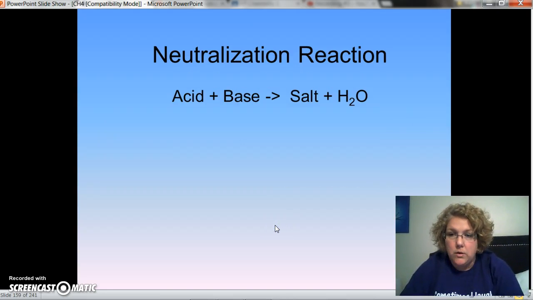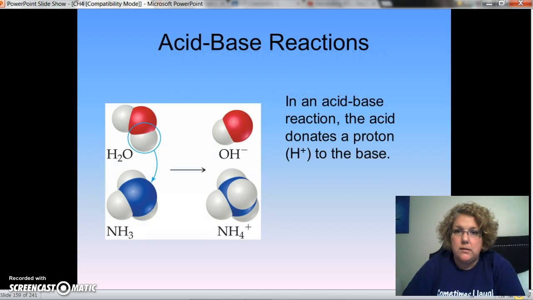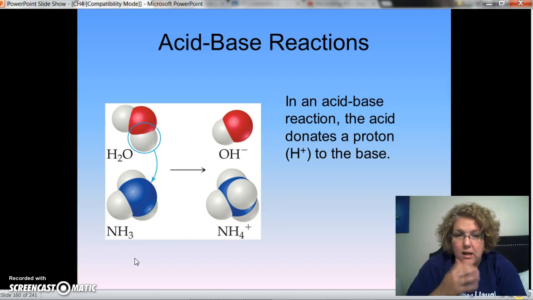All right, so acids and bases neutralize each other, so they're called neutralization reactions. Whenever you mix together an acid and a base, you get a salt and water, and sometimes gas bubbles. So in acid-base reactions, the acid donates a proton. This is how ammonium hydroxide is formed from ammonia gas. You can see here what's happening.